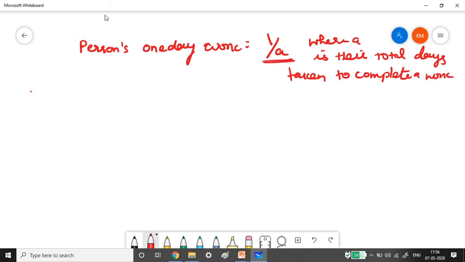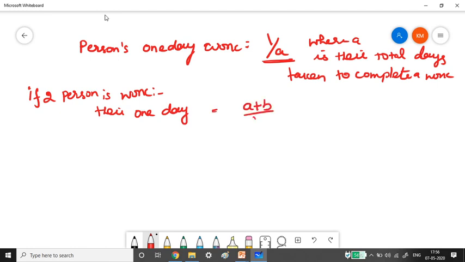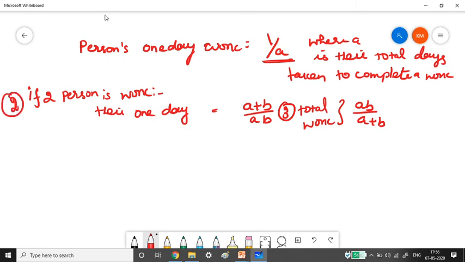If two persons are working, their 1 day work will be (A + B) divided by AB, and their total work can be completed in AB divided by (A + B). So this is the second formula, and this is the first formula.